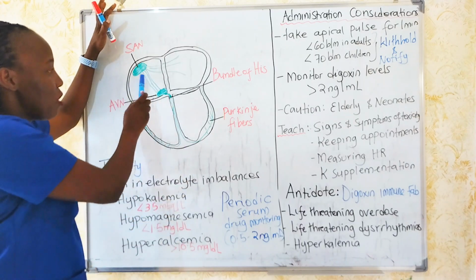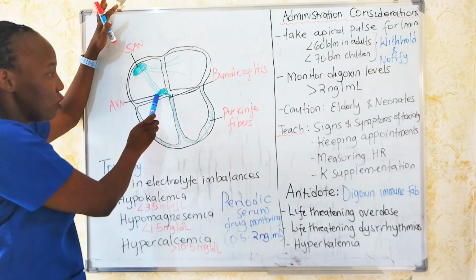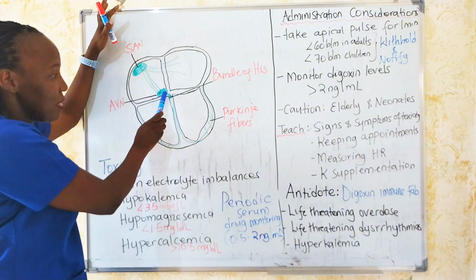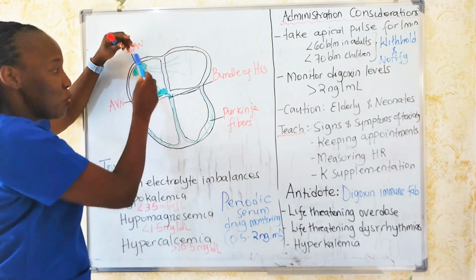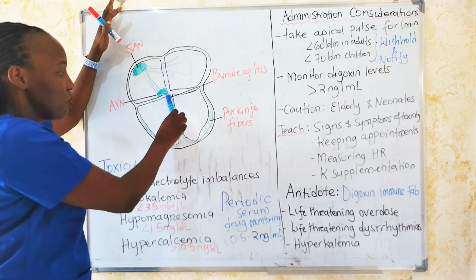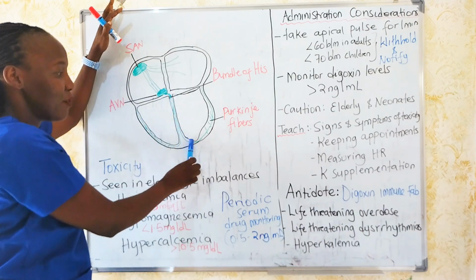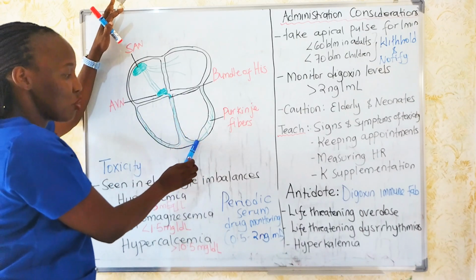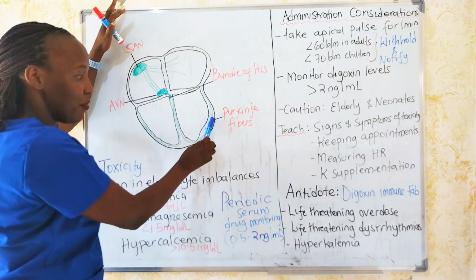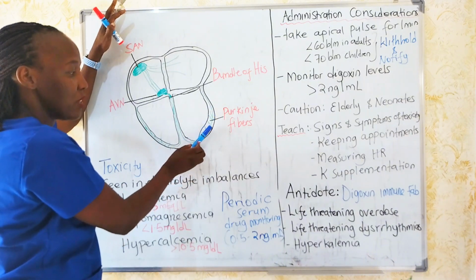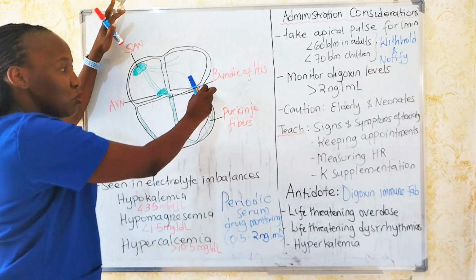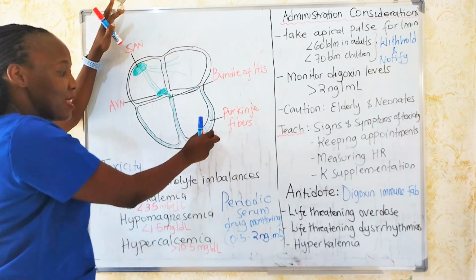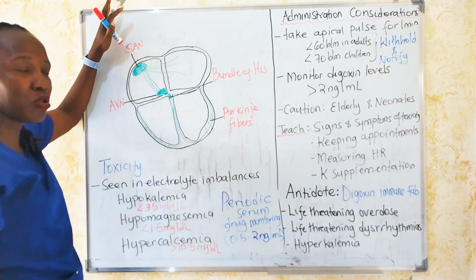So from the sinoatrial node to the atrioventricular node, these impulses are going to form the bundle of His, which branches into the right bundle and then the left bundle, which once it reaches this part of the ventricles, is going to start giving out projections, the Purkinje fibers, to supply that whole part of the ventricles.